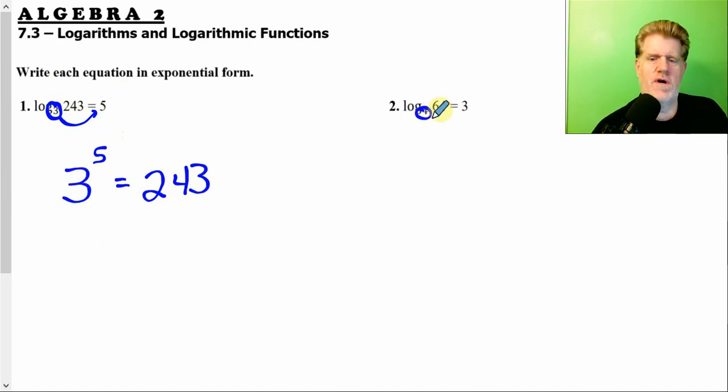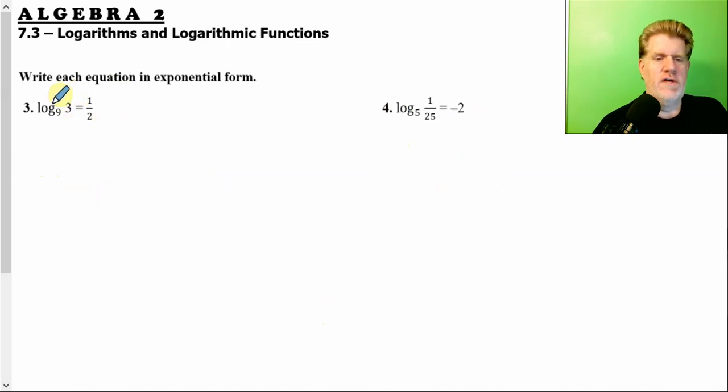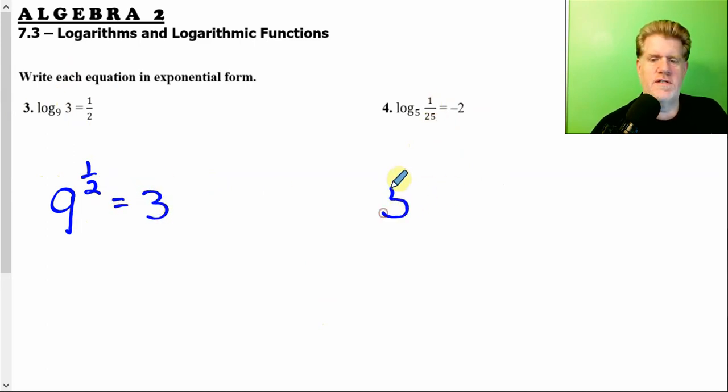I'm going to take that 4, I'm going to put it right there, which means that 4 raised to the 3rd power equals 64. And you know those are true. 4 times 4 times 4 is 64. 3 times 3 times 3 times 3 times 3 is 243. You can check that in your calculator. It's great. All right, how do we write this? 9 is your base to the 1/2 power equals 3. 5 is your base to the -2 power equals 1 over 25. There we go. That's it.